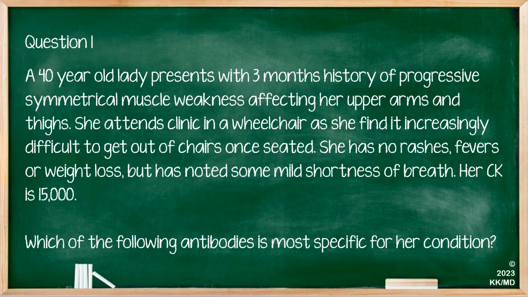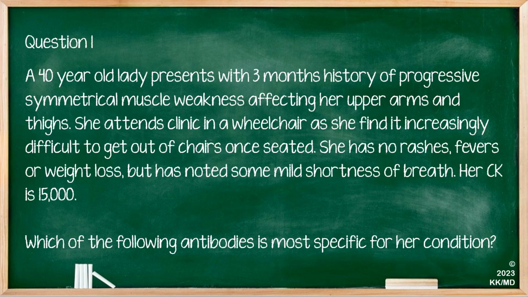Let's do some questions. Question 1 is: a 40-year-old lady presents with a 3 month history of progressive symmetrical muscle weakness affecting her upper arms and thighs. She attends clinic in a wheelchair as she finds it increasingly difficult to get out of chairs once seated. She has no rashes, fevers, or weight loss. She has noted some mild shortness of breath, and her CK is 15,000. Which of the following antibodies is most specific for her condition?